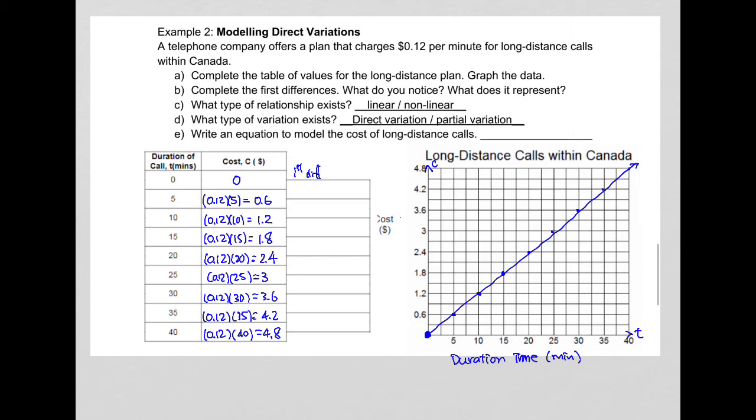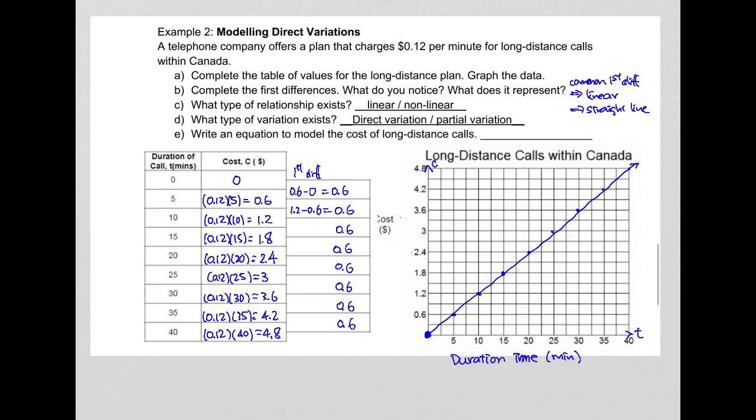But mathematically, how do I write it? I will do 0.6 minus 0, which is 0.6. Next one, from 0.6 to 1.2. Then you will say you go up by 0.6 again. But mathematically, you have to write down 1.2 minus 0.6, which is 0.6. So if you do all the calculation, you will get 0.6 all the time. So as you can see, there is a common first difference. What does that mean? That means this is going to be a linear relation. That means it is a straight line.